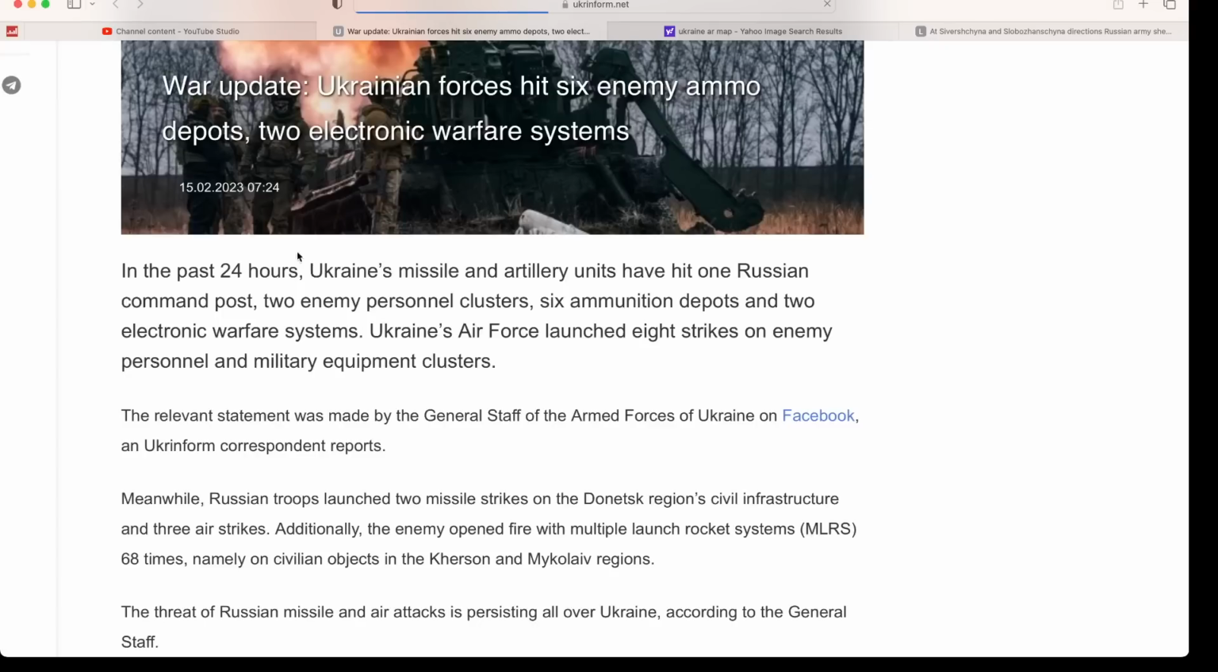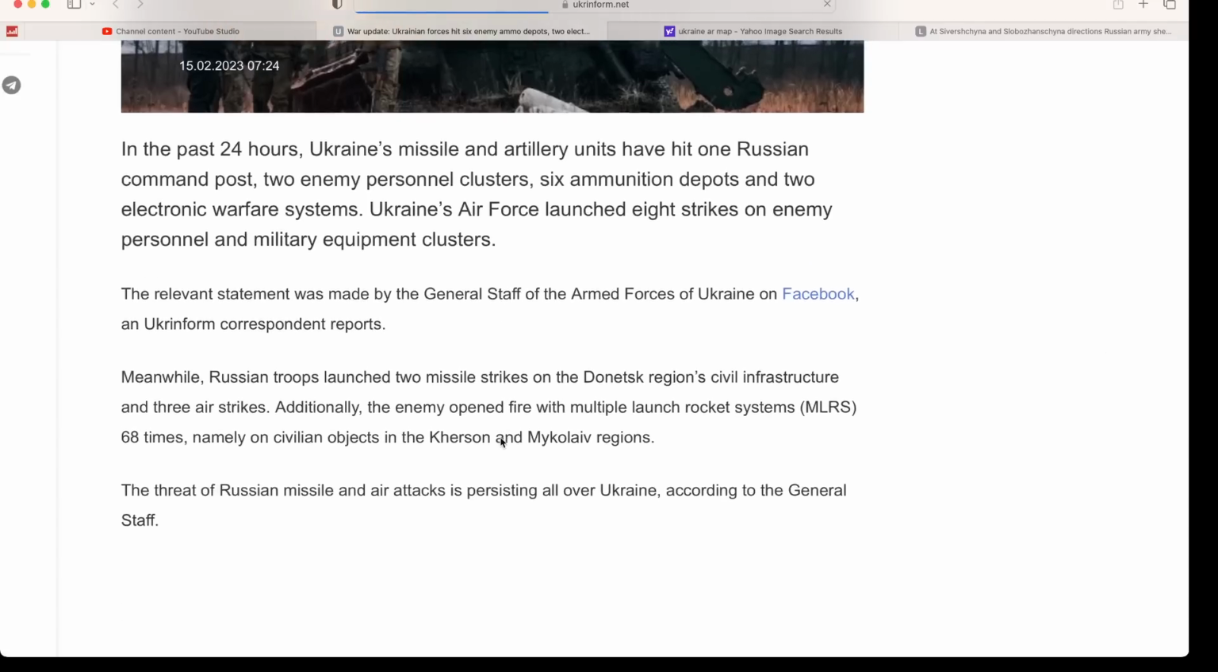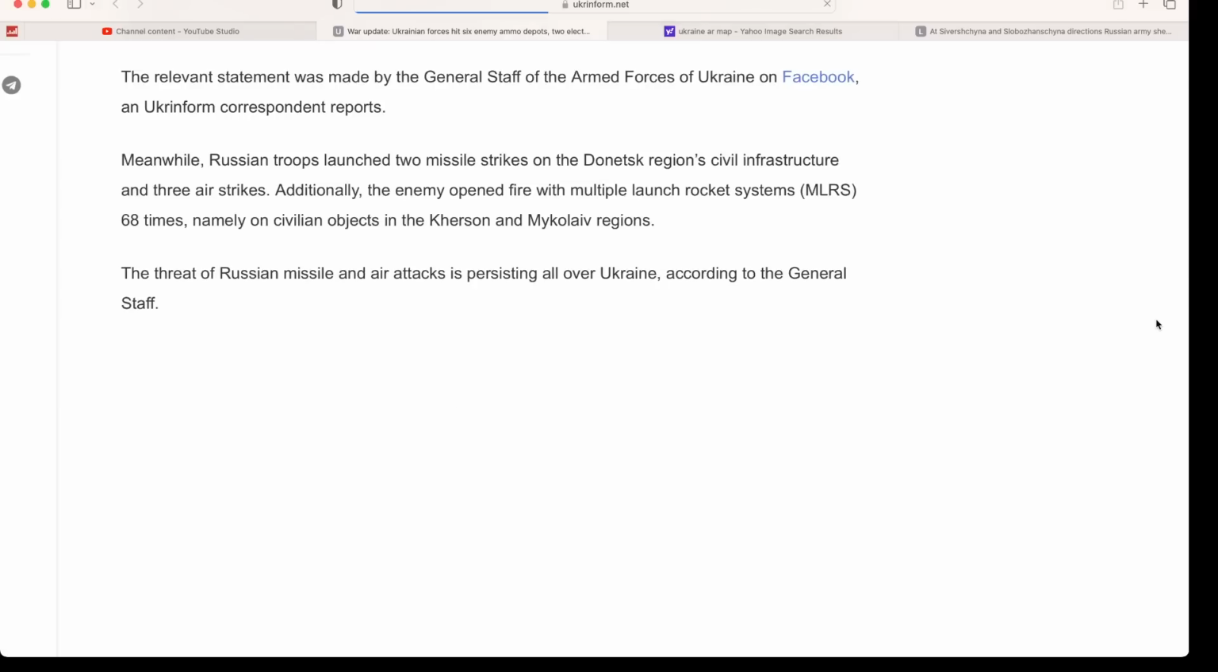So, in the past 24 hours, Ukraine's missile and artillery units have hit 1 Russian command post, 2 enemy personnel clusters, 6 ammunition depots, and 2 electronic warfare systems. Ukraine's Air Force launched 8 strikes on enemy personnel and military equipment clusters. This statement was made by the General Staff of the Armed Forces of Ukraine.